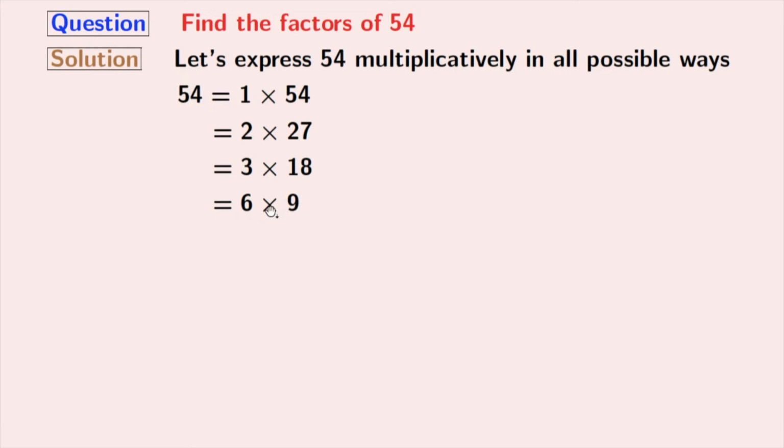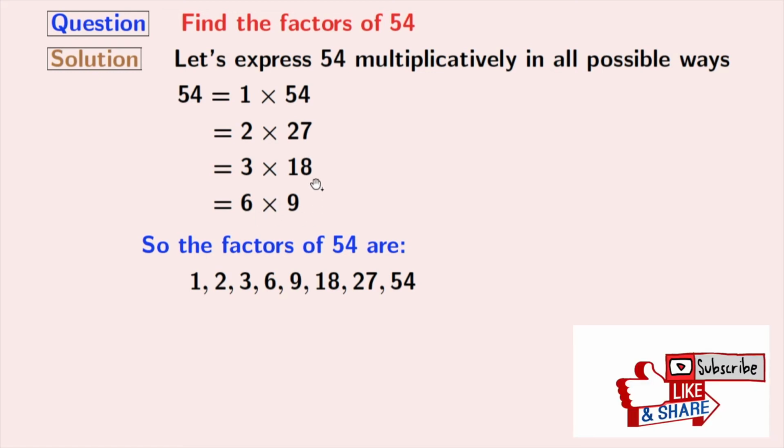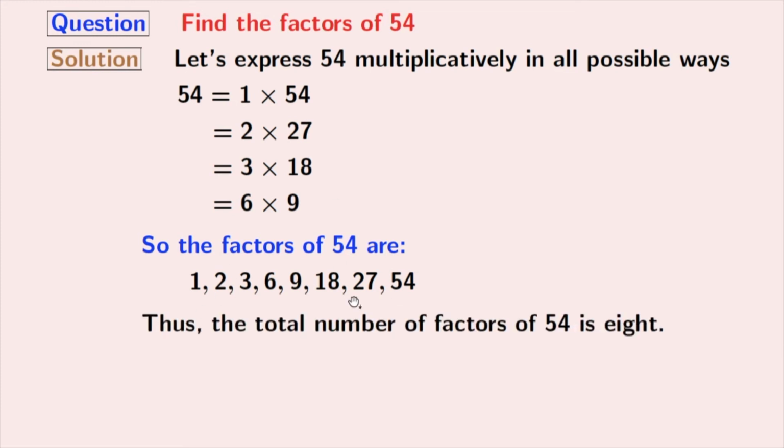Between 6 and 9 we have 7 and 8, but these two numbers do not divide 54. Next, number 9 is already here, so we will stop right now. So here are the factors of 54, which are 1, 2, 3, 6, 9, 18, 27 and 54. So the total number of factors of 54 is 8.